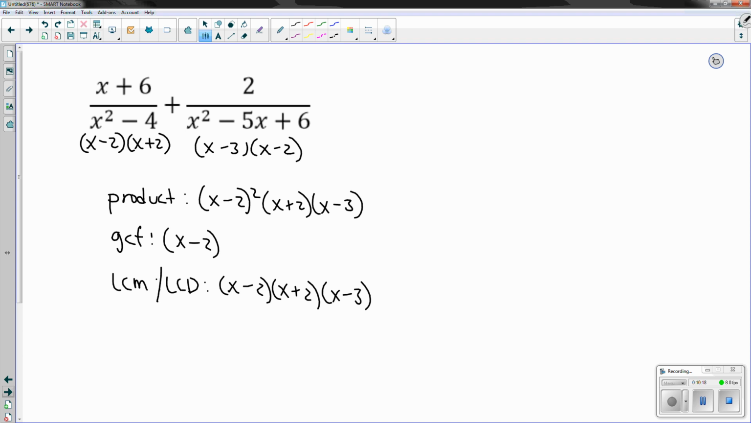So we need to adjust these denominators accordingly. This would need an x minus 3, and the top would need to be adjusted in the same way. This would need an x plus 2. The top would need to be adjusted in the same way.